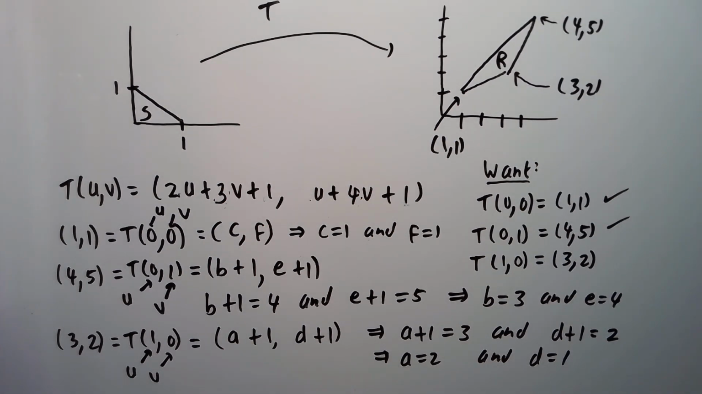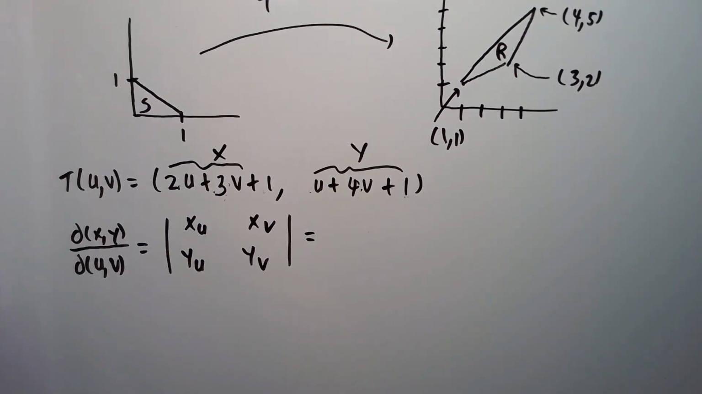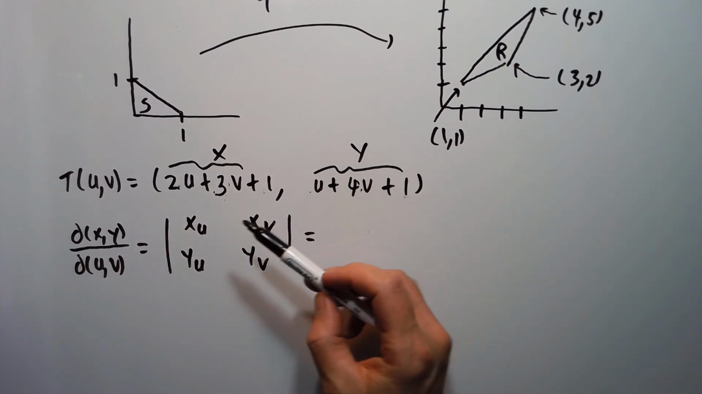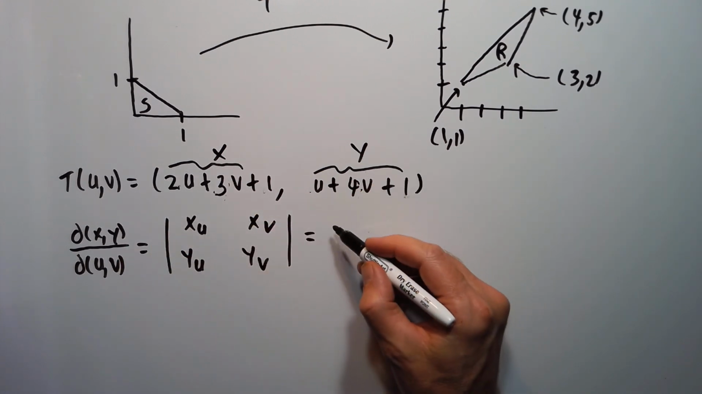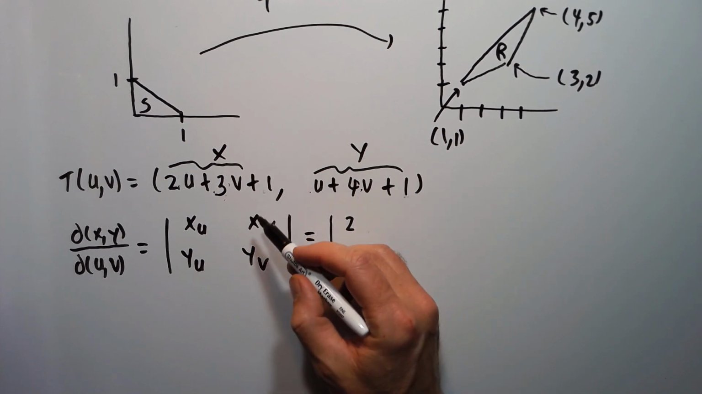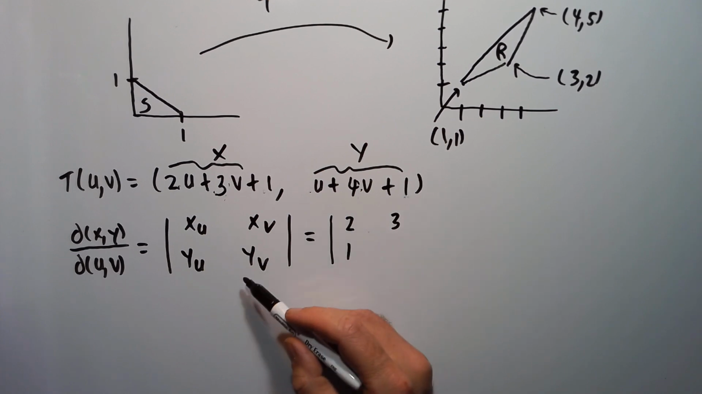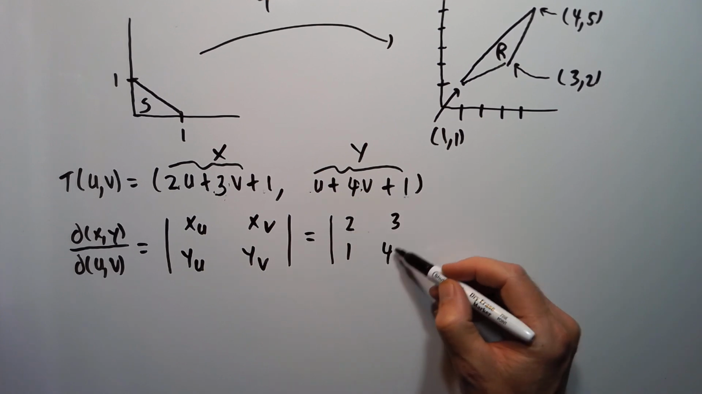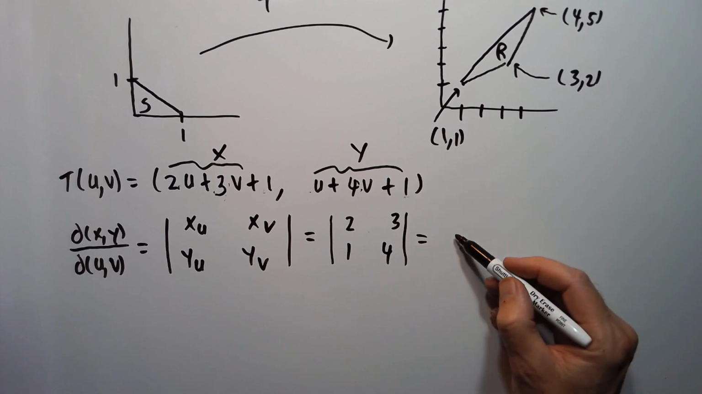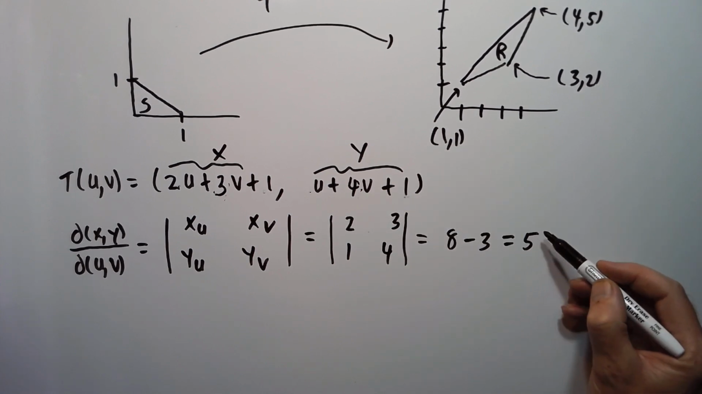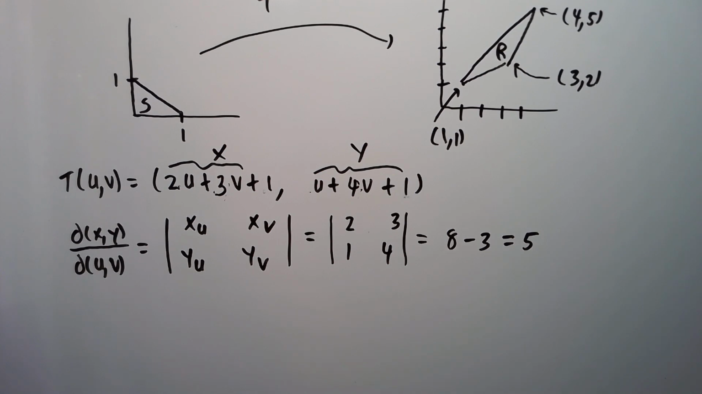Okay, so now let's find the Jacobian of this mapping, so let me erase a few things. So here's my Jacobian definition, so this is my x up here, my y over here. So derivative of x with respect to u would be 2, derivative of x with respect to v would be 3, derivative of y with respect to u would be 1, derivative of y with respect to v would be 4. So working this out, it'll be 8 minus 3, so 5. Okay, so now let's do the change of variable formula.